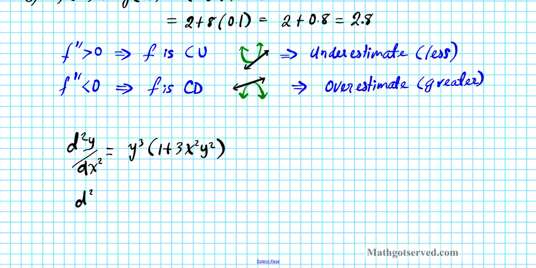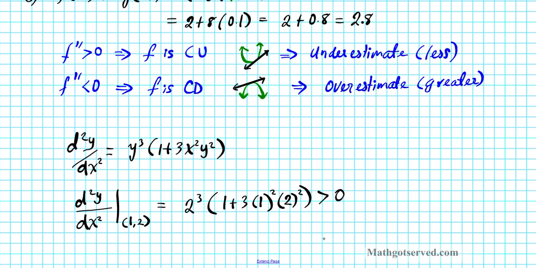So what is the second derivative at x equals 1? We know that when x equals 1, y is 2. So we're going to plug these values into the second derivative equation: 2 to the third times 1 plus 3 times 1 squared times 2 squared. We don't even have to work this out. We can clearly see that this whole thing will be positive, so our answer is going to be positive, which means our second derivative is greater than 0.